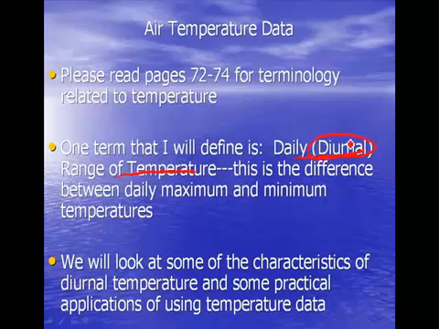Diurnal being the key word here. This is defined as the difference between the maximum temperature and minimum, in other words, the range. The daily high and the daily minimum, we call that the diurnal, which means as we go from day to night, the change of temperatures. We'll look at some of the characteristics of diurnal temperature and some actual practical applications of using the temperature data.